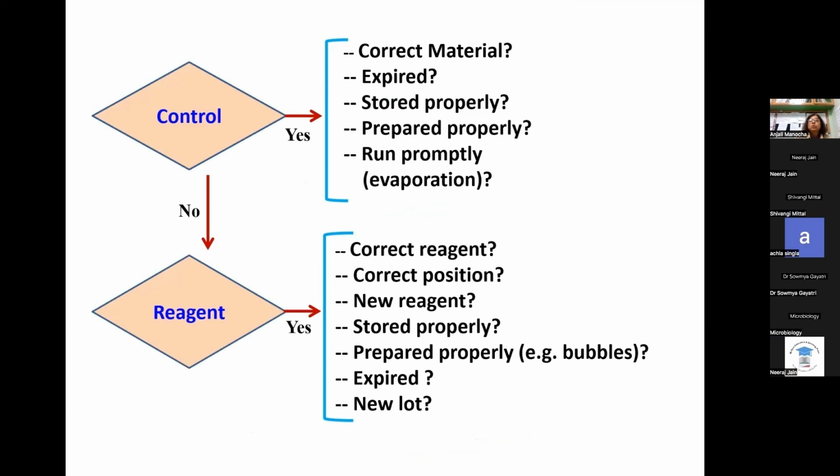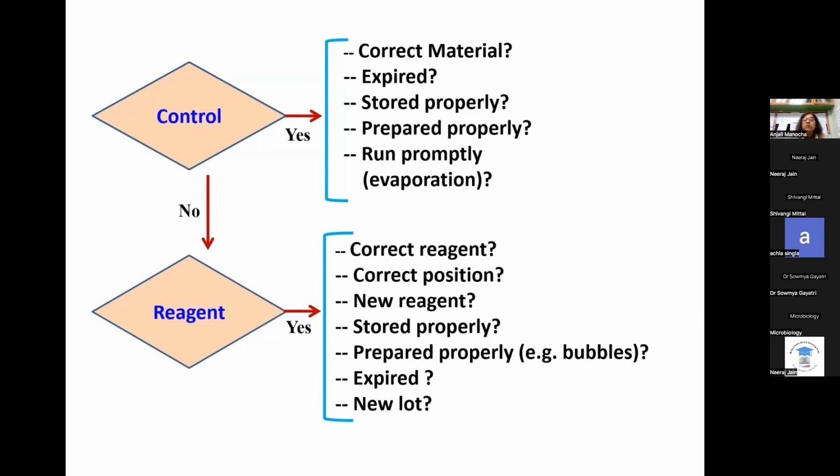Now, if we check the control, we check all this. Was the correct material used? Was the control expired or not? Has it been stored properly? Has it been reconstituted properly? Or did the technician take out the control, leave it, and after 2 or 3 hours realize they hadn't run the control, so they came to run it? Or conversely, the control had to be brought to room temperature, but they didn't bother waiting because they were going off duty. So they quickly took it and, without properly thawing the control, put it in the machine.